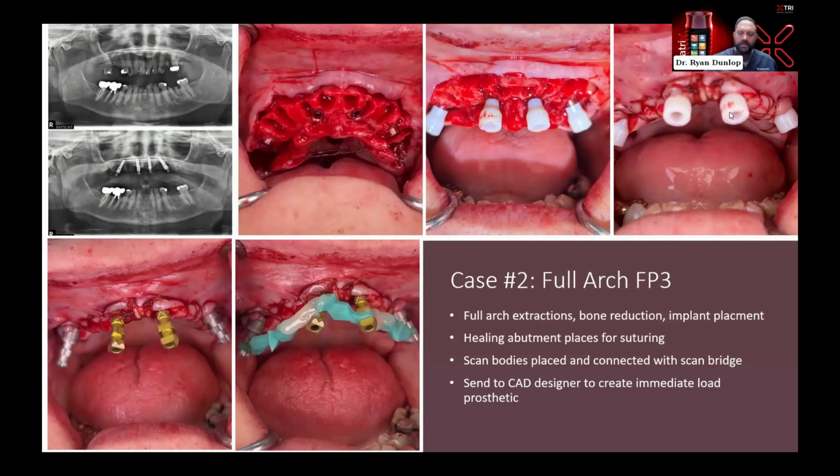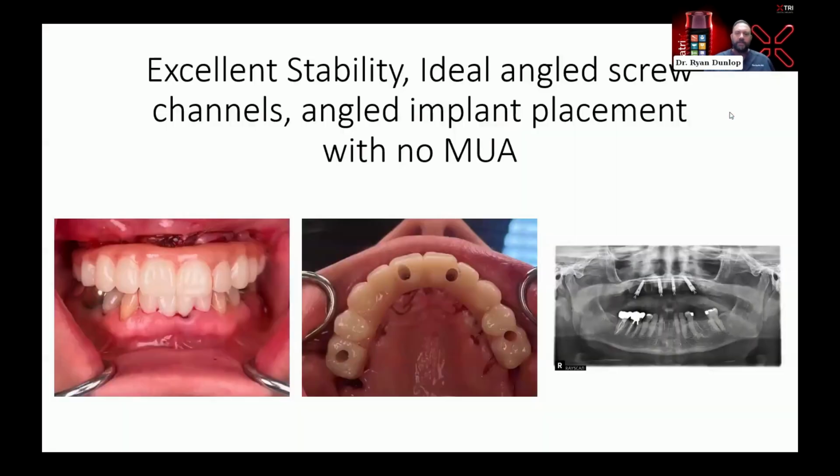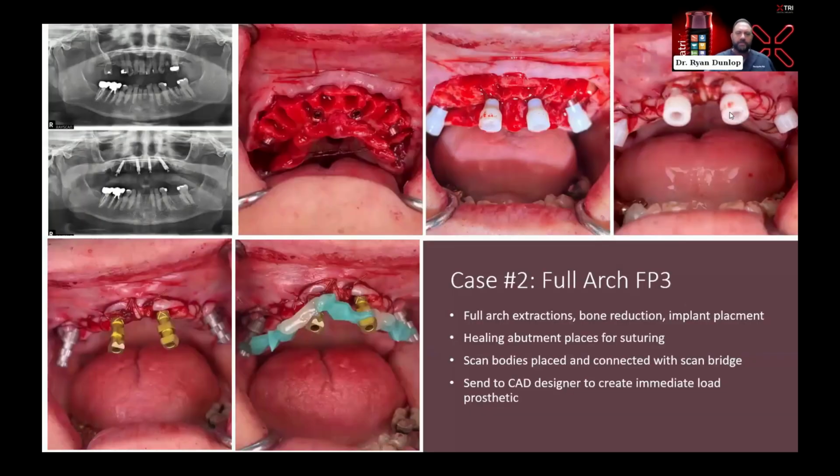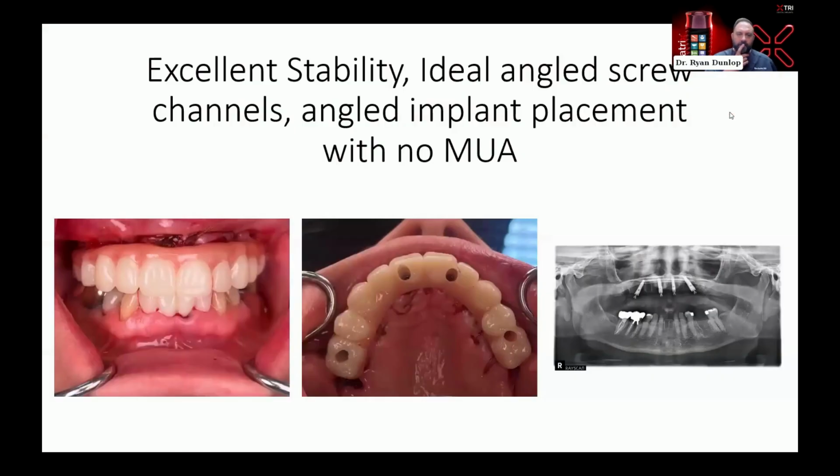Once this is scanned, we send this to the designer, and the designer designs the screw-retained immediate load prosthetic. And again, if I go back here, you can see the implants are at pretty severe angles from each other, probably about 50 degrees off axis, and the access holes are most likely to come through the incisal edge or the buccal. And you can see with angled screw channels, we're able to just put those screw holes in the ideal position and not have anything come through the facial.